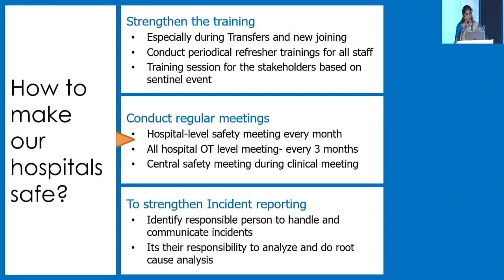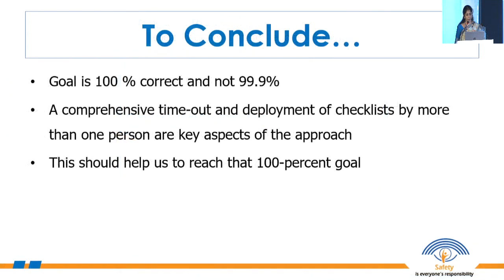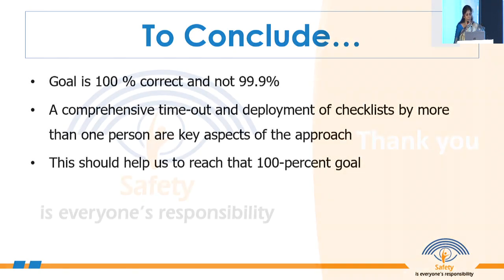The way to go forward is to strengthen the training, conduct regular meetings with your team, and strengthen the incident reporting. To conclude, the goal is to be 100% correct and not 99.9%. That is still not good enough. You still may have an error, but you always want to be 100% correct. And for that, a comprehensive timeout and deployment of checklists by more than one person would be critical. Thank you.